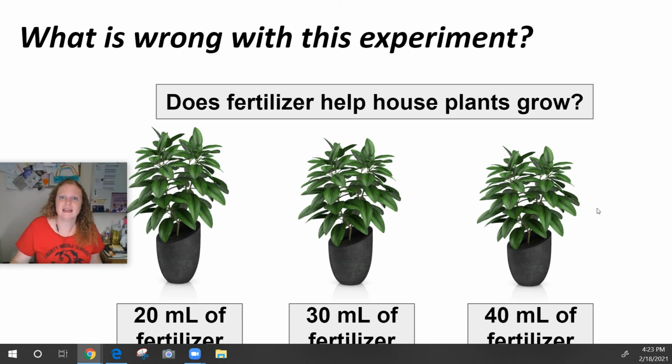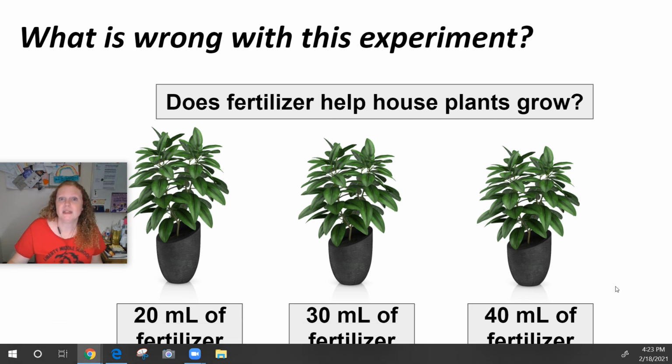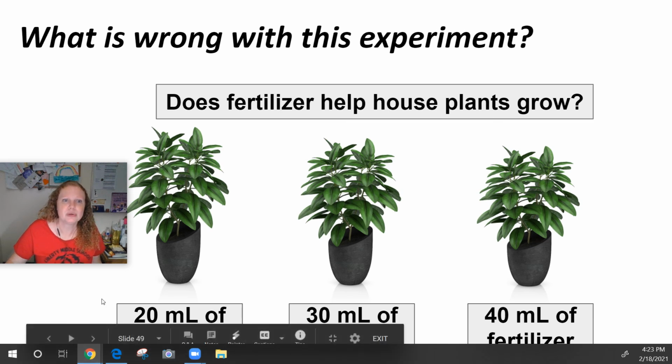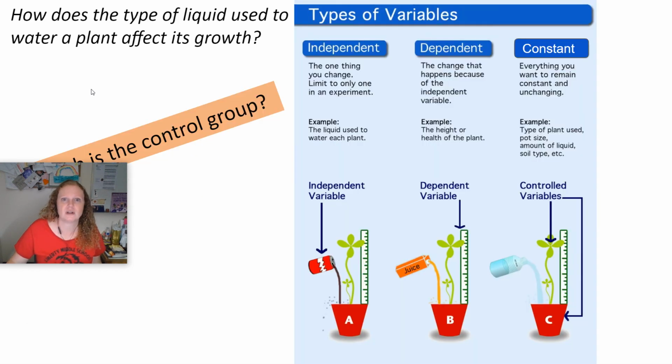So in this experiment, we're asking, does this fertilizer help houseplants grow? And so in one group, we had 20 milliliters of fertilizer, then 30 milliliters of fertilizer in another group, and 40 milliliters of fertilizer in another group. And we're trying to answer that question. Does fertilizer help houseplants grow? Here's the problem. Maybe this fertilizer is actually killing the houseplant, but we don't know because we have no plants without fertilizer. Maybe if you didn't put any fertilizer, it would have been growing way up here. We don't know that. So we need a control group. We need one with no fertilizer.